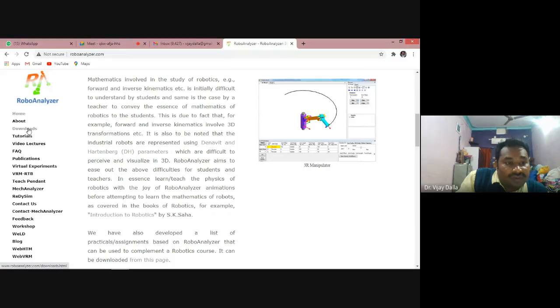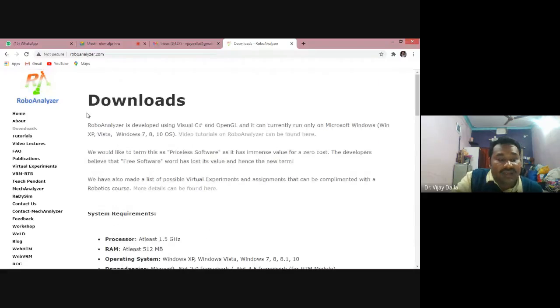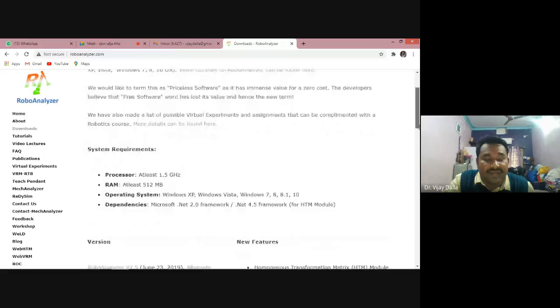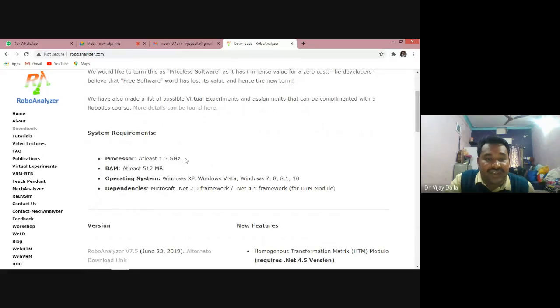One can go here in the download. Then you'll find RoboAnalyzer is developed using Visual C and OpenGL, and it can currently run only on Microsoft Windows. Okay, these are the system requirements like processor, RAM, operating system, dependencies.